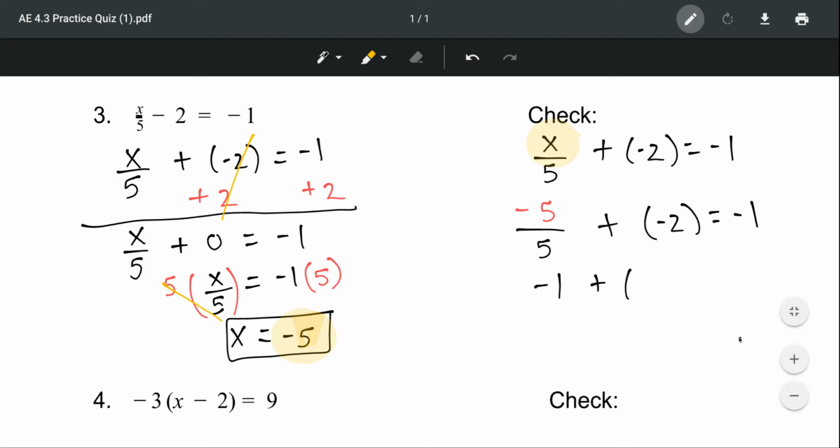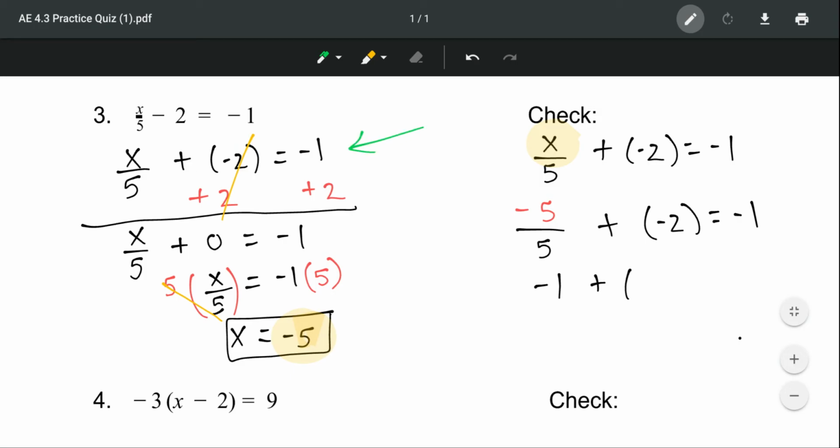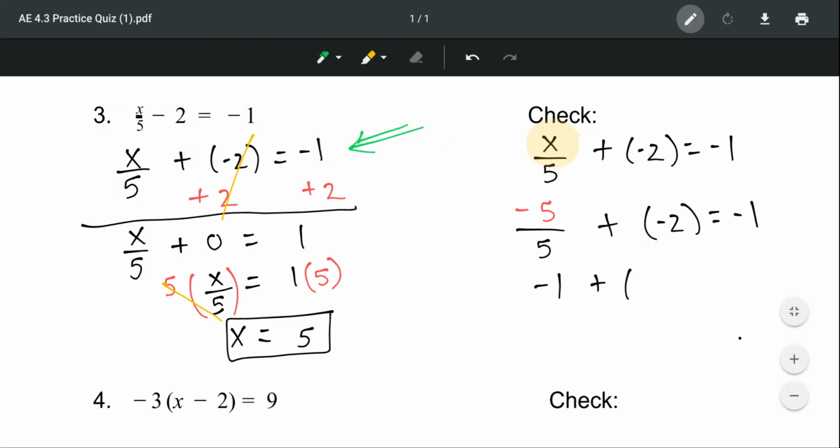Okay, so I'm seeing here that there's a mistake because we wouldn't get the correct check. So if you check your work in the step here, that should be negative 1 plus 2 is positive 1. So that's not negative 1. So our answer should actually be positive. X equals positive 5. So now I'm going to delete those negative signs.